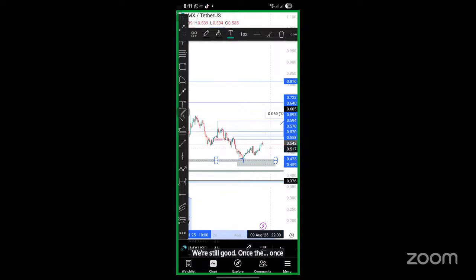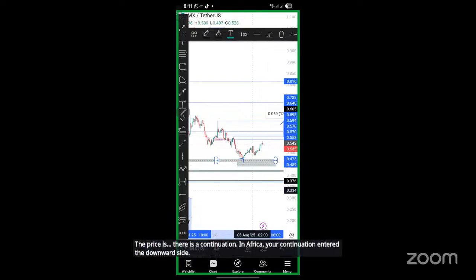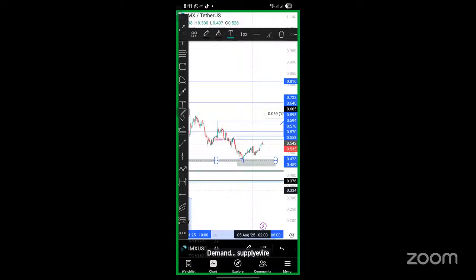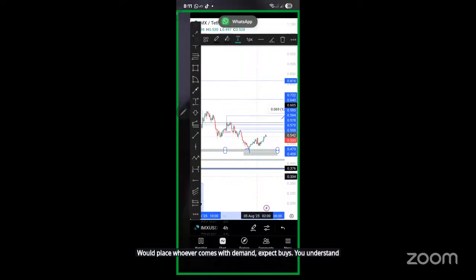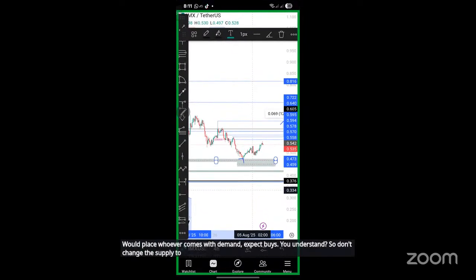Once the area is broken, the price is in a continuation, and I will look for a continuation entry to the downward side. Do you understand? So the demand gets broken, the supply remains. Every time price reaches supply, expect sales. Every time price reaches demand, expect buys. So don't change the supply to be demand. It will not work.